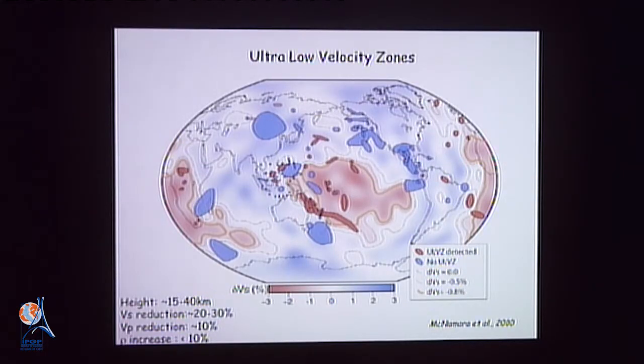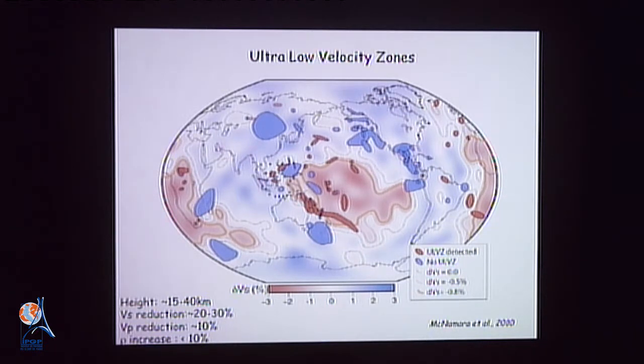So what are ultra-low velocity zones? Ultra-low velocity zones are localized regions near the core-mantle boundary that have been found not by tomography, because tomography cannot resolve them yet, because of the period and the distribution of the data. They are very thin. They don't extend more than 40 kilometers, and in many places less, above the core-mantle boundary, but they have very strong reductions in shear velocity and in P velocity, and there is also some evidence that they might correspond to a density increase.